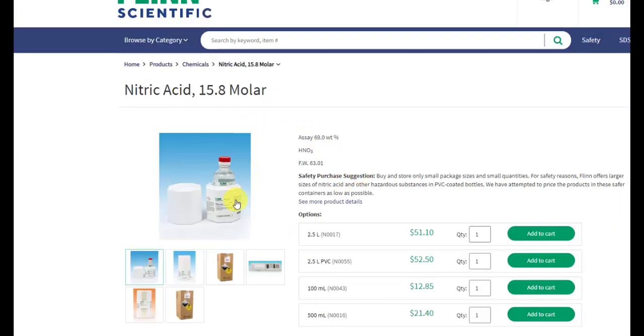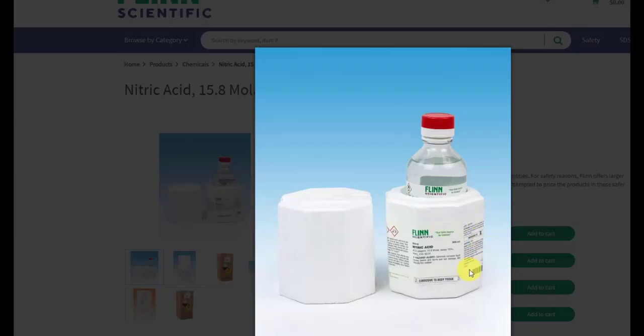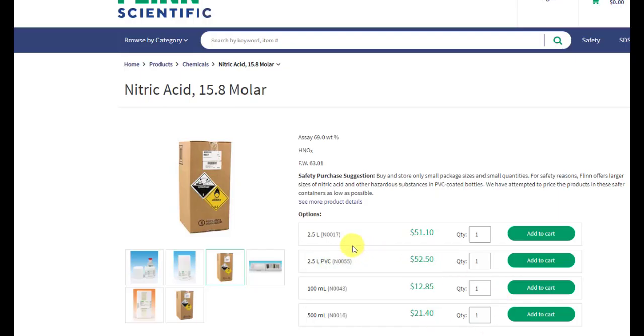You can buy it from science catalogs and such. In this case, Flynn, which sells a lot to schools, sells about 16 molar nitric acid. You put it in a special container so that it doesn't break, because this is nasty stuff. It's 70% by weight. You can get slightly higher concentrations, 18 molar, but then it's fuming and you don't want to deal with that. Now here are the prices.